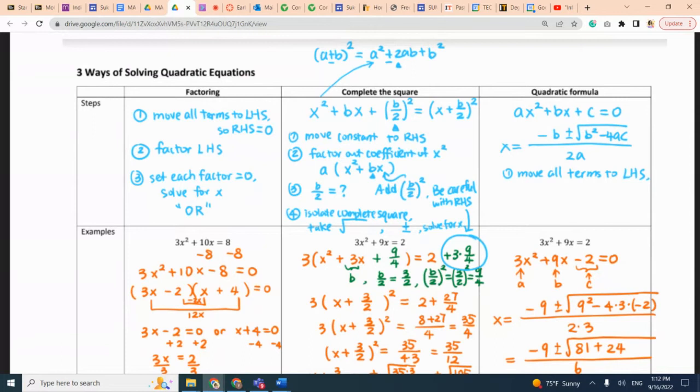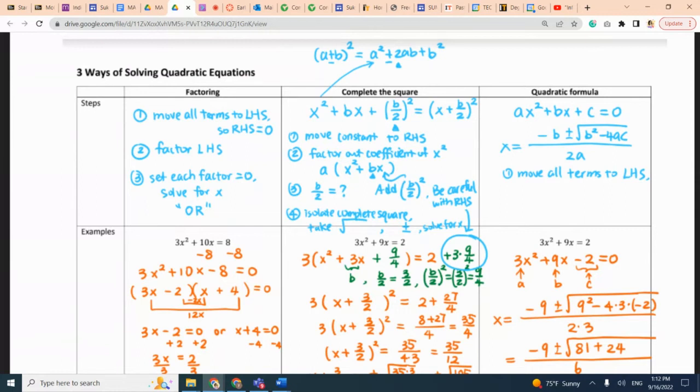Okay, so therefore we look at the coefficient of x and then use it to divide it by 2. Then we want to add the b over 2 squared here. And be careful, you also need to add this to the right hand side.